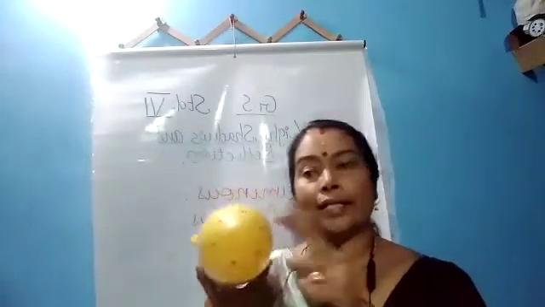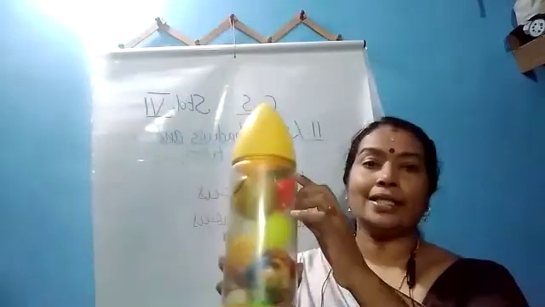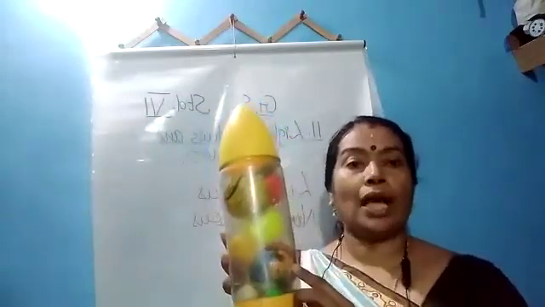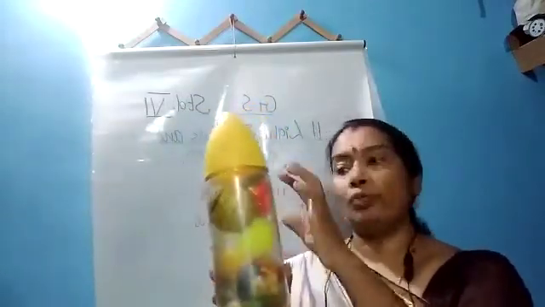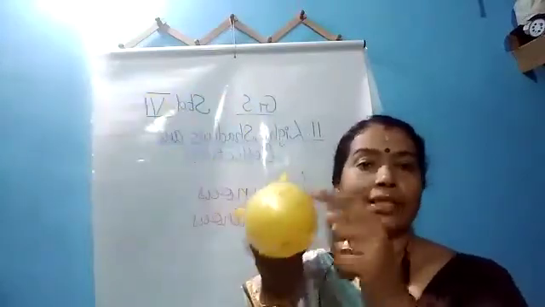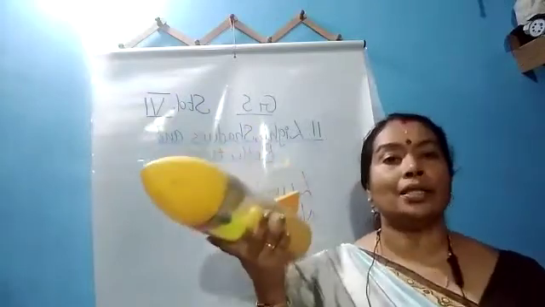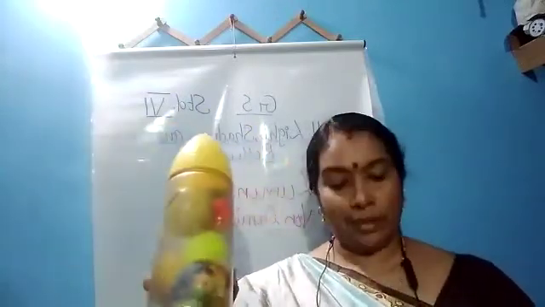Do you understand the difference, students? The same material, but here, what? It allows the light to pass through it, so we can see the things inside. But this does not allow the light to pass through it, so we can't see the things inside it.